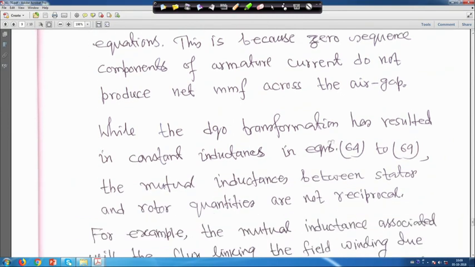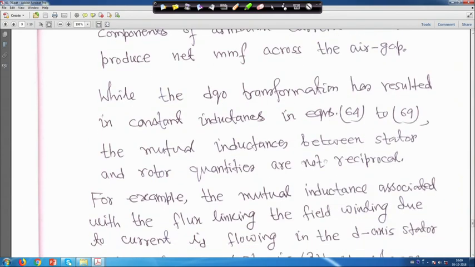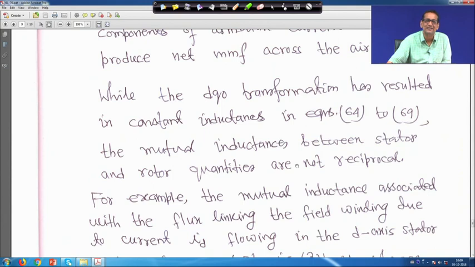While the dq0 transformation has resulted in constant inductances in equations 64 to 69, the mutual inductances between stator and rotor quantities are not reciprocal. That means, for example, something like M12 is not equal to M21. That can be made reciprocal when we go to the per unit system for the synchronous machine with appropriate base quantities. We will see that later in detail.